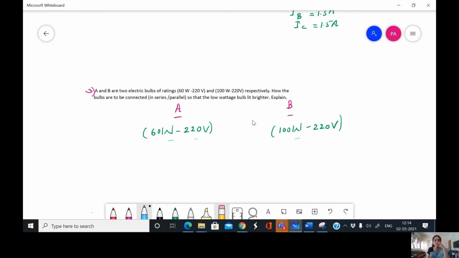Now the question is, these are the two bulbs given to us. How are the bulbs to be connected, in series or in parallel, so that the low wattage bulb will light brighter? Which one has less power? This one. That means that is called a low wattage bulb. Low wattage represents power. So less power for bulb A, more power for bulb B. The question demands to connect them in such a way that the low wattage bulb lights brighter. That means more work should be done by this bulb. Then how are they to be connected?